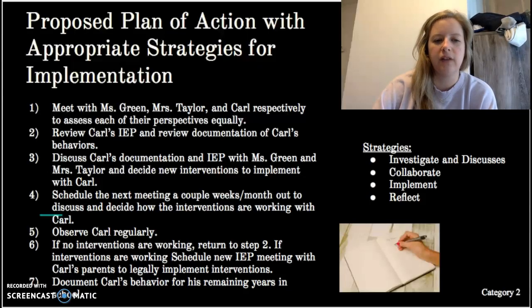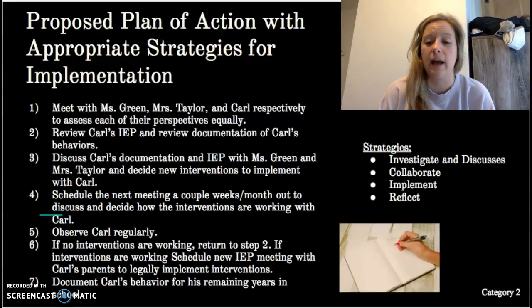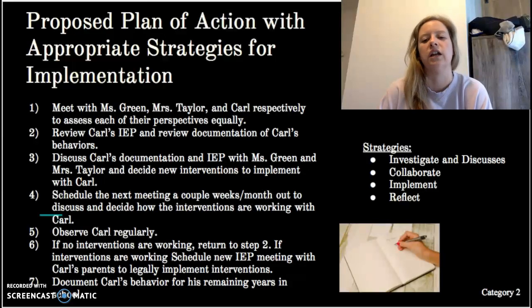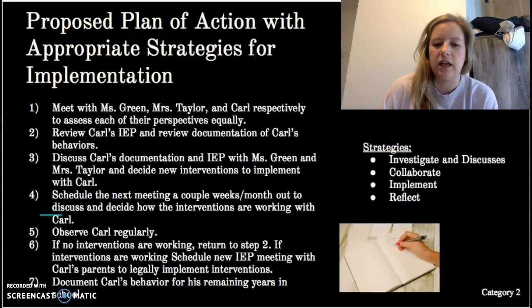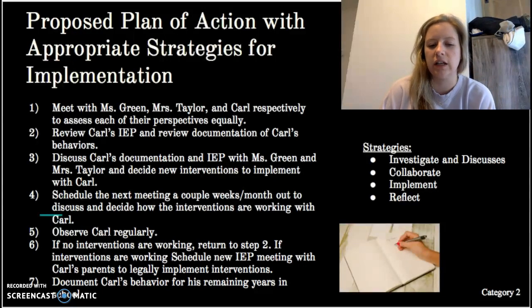My proposed plan of action requires a lot of collaboration, reflection, and implementing new strategies. The first thing that I would do is meet with Miss Green, Miss Taylor, and Carl respectively to assess each of their perspectives on the situation that's taking place and maybe get some more insight on everyone's point of view. I would review Carl's IEP and documentation of his behaviors currently as well as in previous years and see where things have worked and things have not worked as a starting point for what to try with Carl.